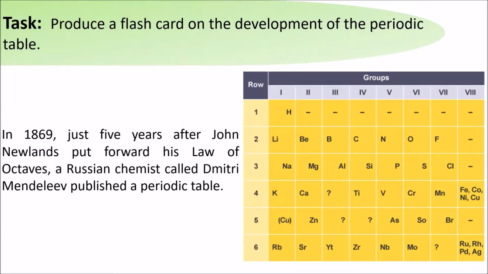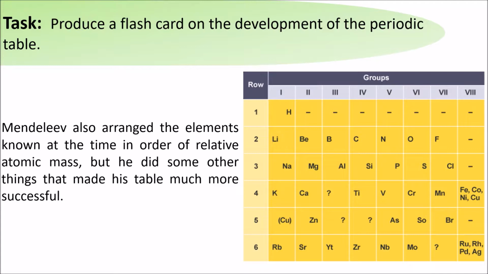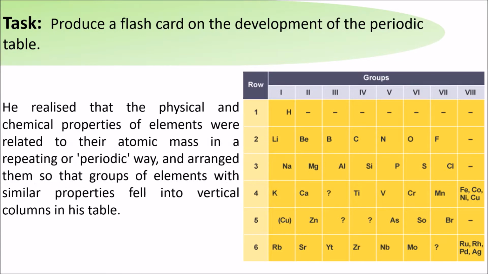In 1864, just 5 years after John Newland put forward his law of octaves, a Russian chemist called Dmitry Mendeleev published a periodic table. Mendeleev also arranged the elements known at the time in order of their relative atomic mass, but he did some other things that made his table much more successful.